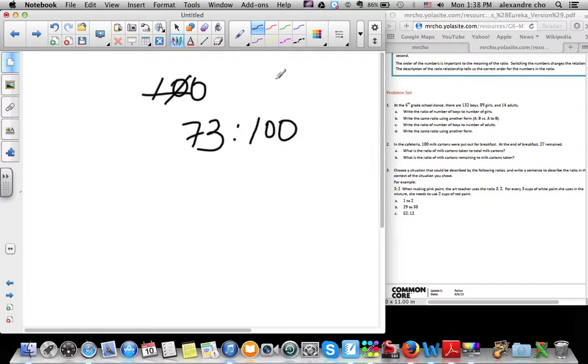Okay. And B, what's the ratio of milk cartons remaining? Well, remaining are 27 compared to the ones that were taken, which were 73. Okay.